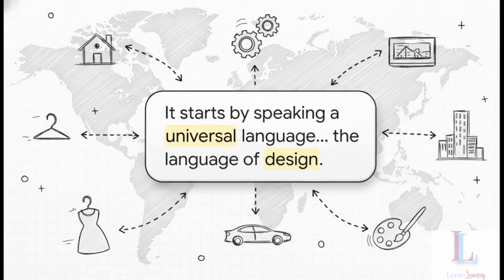You see, before anyone can even think about building something, that idea has to be communicated flawlessly. We need a visual language that's so precise, an engineer in Tokyo and a builder in Toronto can look at the exact same drawing and know exactly what to do. It's basically the blueprint for our entire modern world.